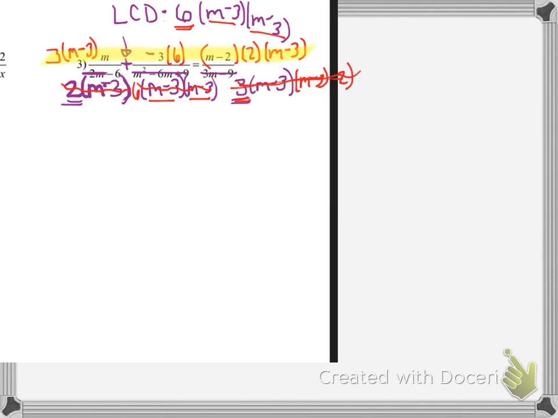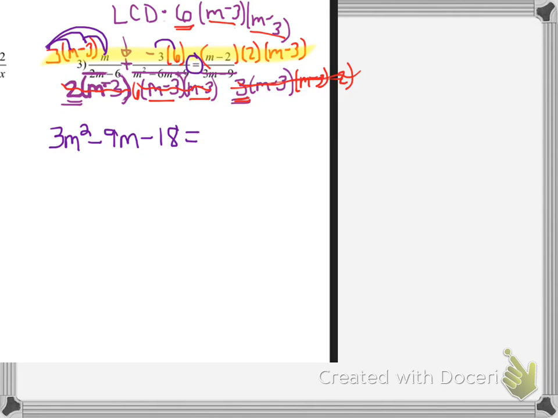So let's see. If I have an m and a 3, that's 3m. And then 3m times m again is 3m squared. Okay, then I have 3 times negative 3, which is negative 9 times m. So minus 9m. Then I have this, negative 3 times 6, so minus 18. Then we've got equal sign.